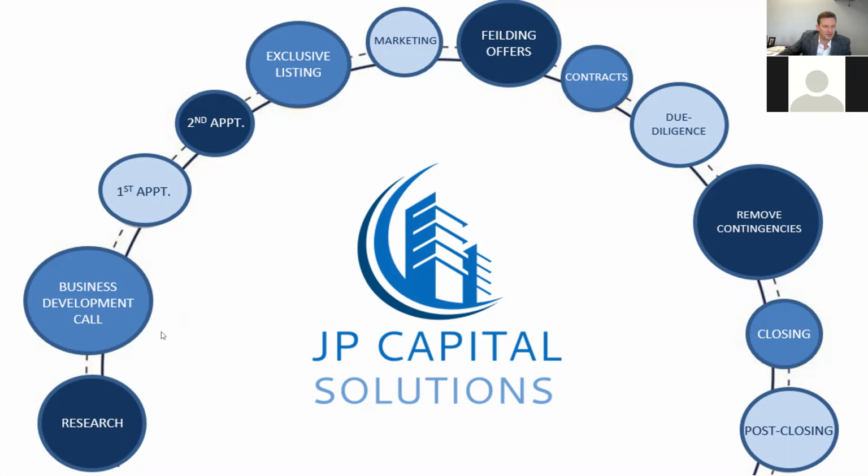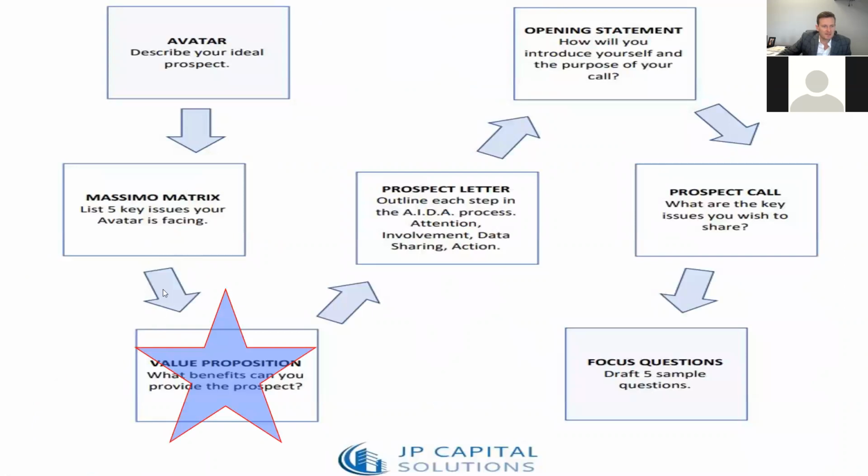You need to find the research. So we're going to continue to go over that. And the second training piece, because we did do the avatar, we did do some issues, and we were working on the value proposition. Like, what benefits can you provide the prospect, right? Because it's so easy to just have a buyer who wants an 8 or 9 cap, value add, right? We hear the same thing over and over, and they're talking to so many brokers. So it's just sending them a list that they're already seeing.